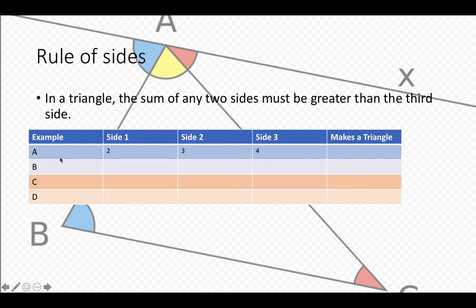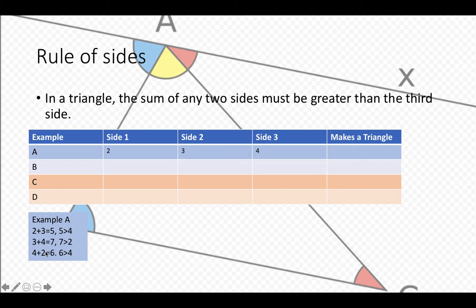So triangle A has lengths of 2, 3, and 4. What we're going to do is take those 3 numbers and add them together in different ways, where I'm adding only 2 and comparing it to the third number. So here I have 2 plus 3, so that's side 1 plus side 2, and it's equal to 5. Well, 5 is greater than 4, that remaining side. So that works out. Then I can take 3 and 4, side 2 and 3, add them together and get 7. 7 is greater than the other side of 2. That works out as well.